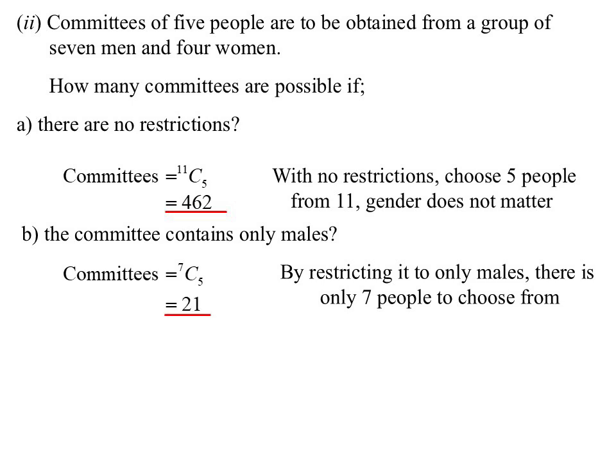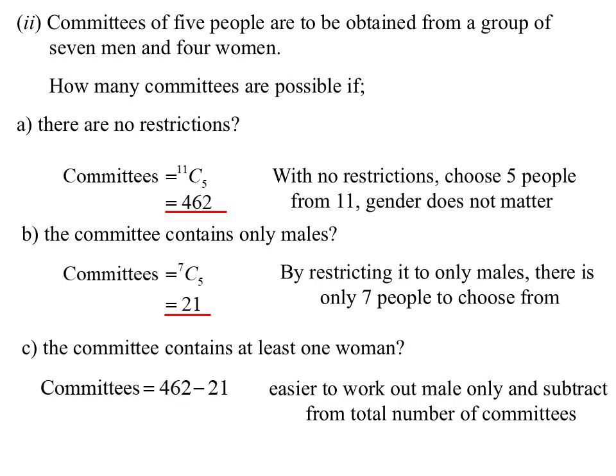7C5 then. So we've narrowed it down and now we've only got 21 possibilities there. That's not really fair. What about if we said, well, you've got to have at least 1. And this is where we can use our complementary event idea. Well, I know all the possibilities. I know how many are only male, therefore all the ones that are left must be the ones that have at least one female. So that idea from probability we could use again.